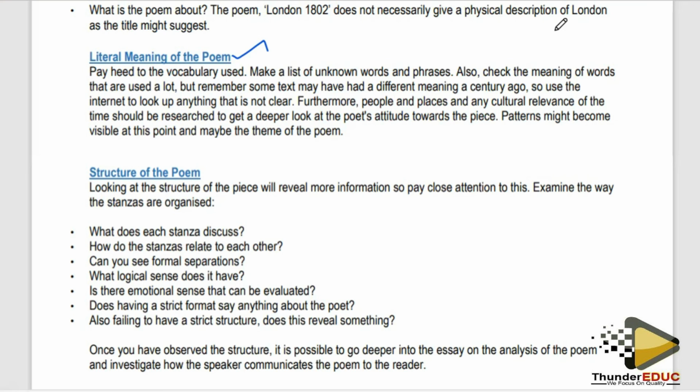People and places and any cultural relevance of the time should be researched to get a deeper look at the poet's attitude towards the piece. Patterns might become visible at this point and may be the theme of the poem.